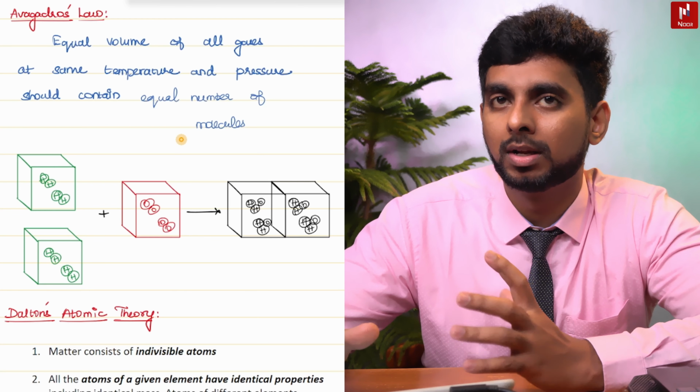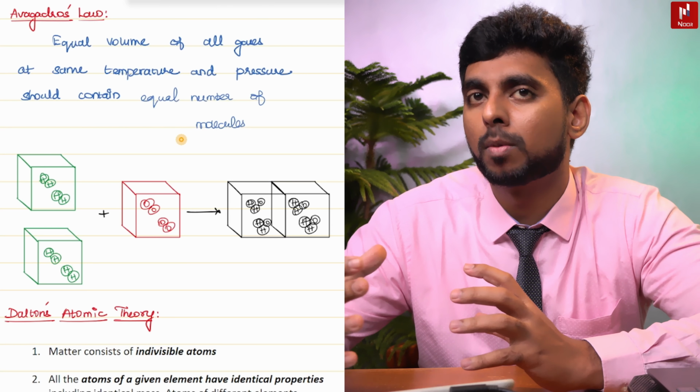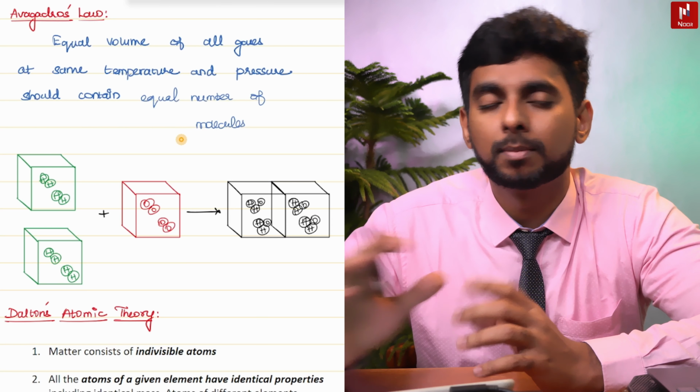If it is in solid or liquid state, that's a completely different story, because in solid and liquid state it is much more compactly arranged when compared to the gaseous state. When it is in the gaseous state, obviously it is randomly moving in different directions, right? Got it? So you should be clear with this idea of Avogadro's law. Then we will see Dalton atomic theory.